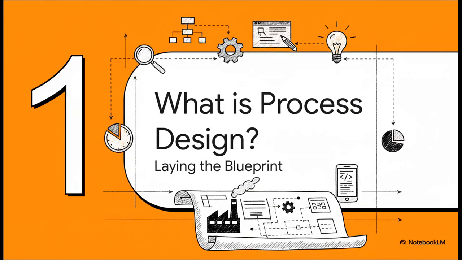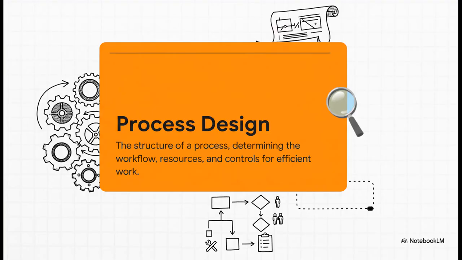Okay, so first things first. Before you can build anything, doesn't matter if it's a factory, a restaurant, or even a software app, you need a plan. A blueprint. And in the world of operations, that blueprint is called process design. Think of it like this. Process design is the master plan. It decides the what, the who, and the how of getting something done.